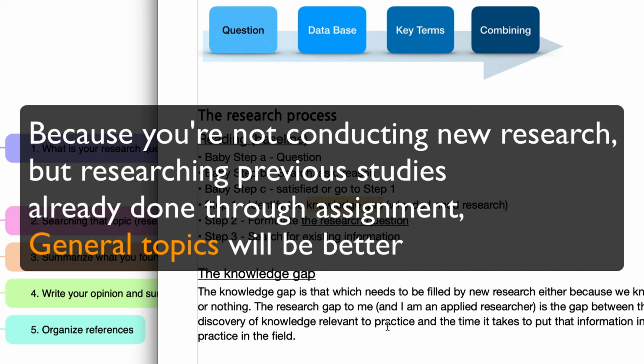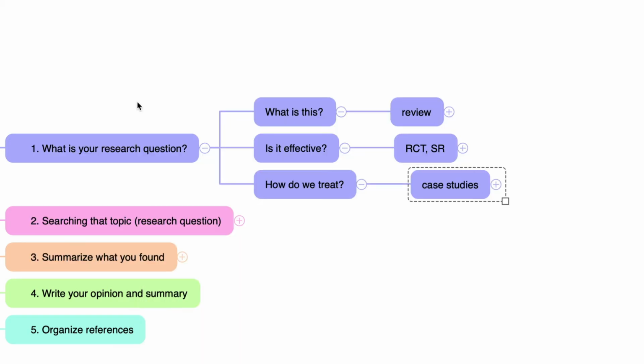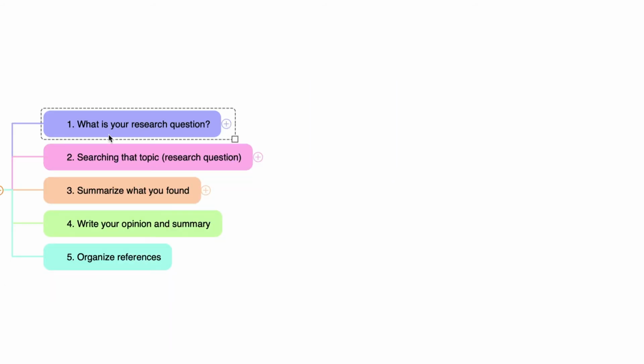Setting your research question with a general topic will be easier for writing the assignment. So once you set your question, aka research question, try to do some search. And you can modify your research question based on what you find. So you don't have to cling to the one specific research question which you started with. You can modify it anytime. Okay, step one, setting your research question.